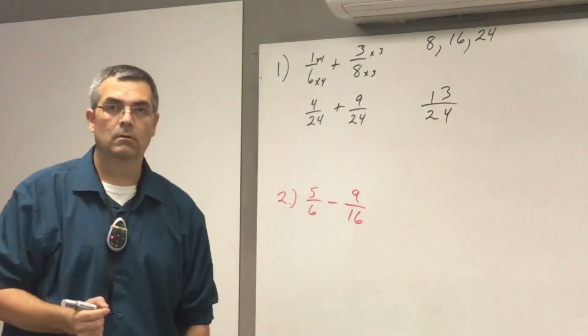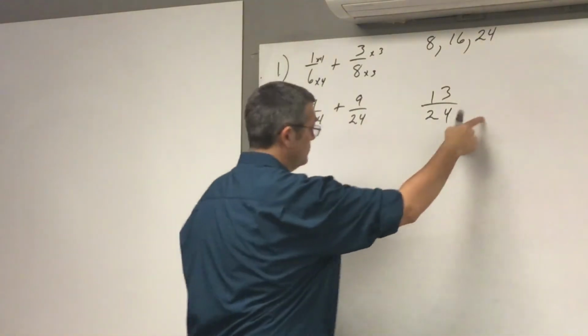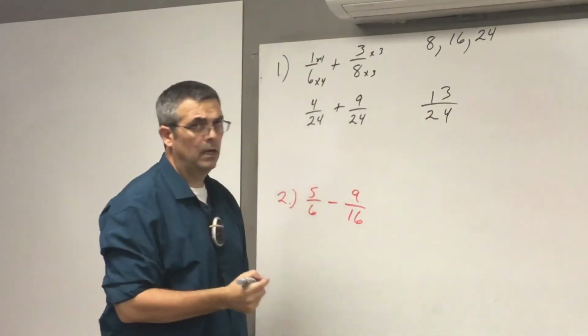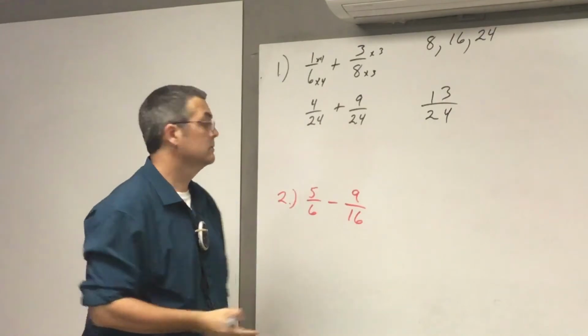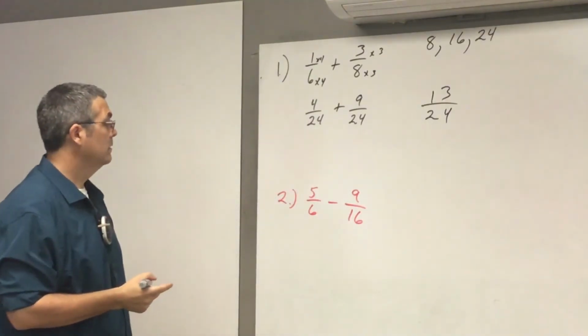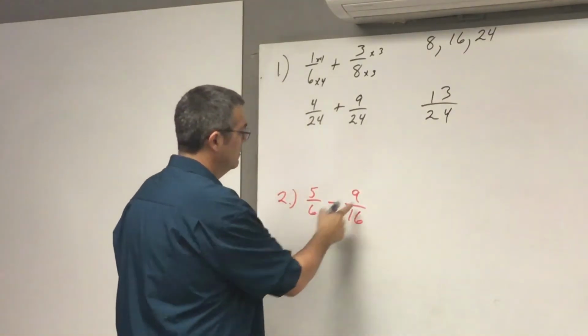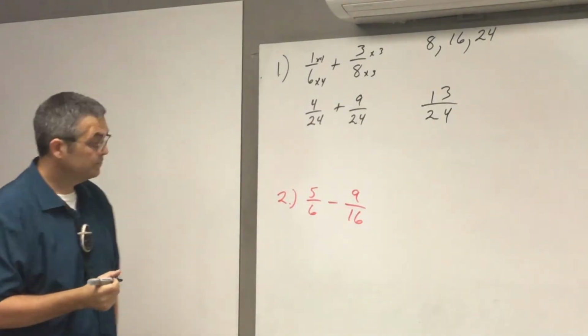That's my answer. Yes. If I did it the other way, I would have had to reduce my number, and I still would have ended up here. Okay, so make sure you can do this. All right, so here we got 5/6 minus 9 over 16.